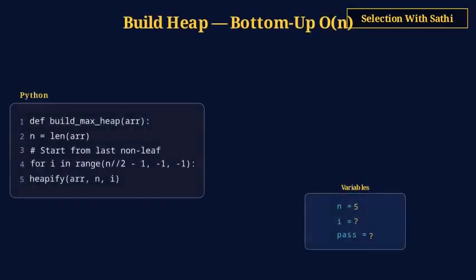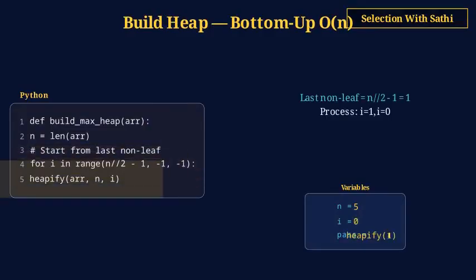Building a heap from an unsorted array is surprisingly efficient. Look at line 4. We compute the last internal node as n divided by 2 minus 1. Leaf nodes, which are indices from n over 2 to n minus 1, are already valid heaps. Line 5, we loop from the last internal node down to the root, calling Heapify at each.